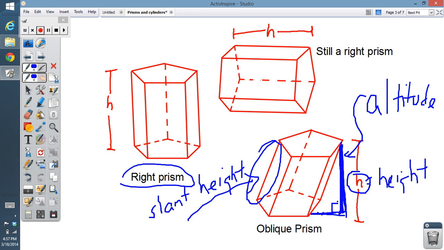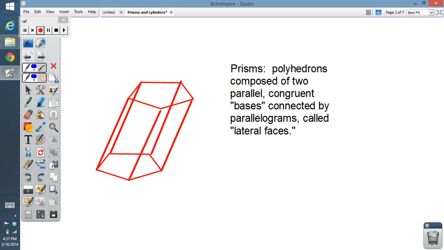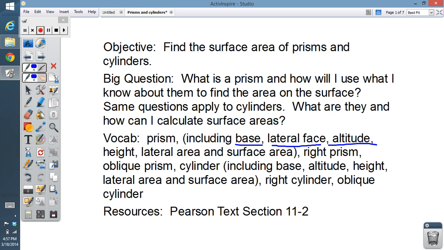On a right prism, we don't have that problem. There is no slant height. The height is simply the perpendicular distance, okay, from the base to the base. Okay, so we got altitude, we got height. Now we're going to talk about surface area and lateral area.